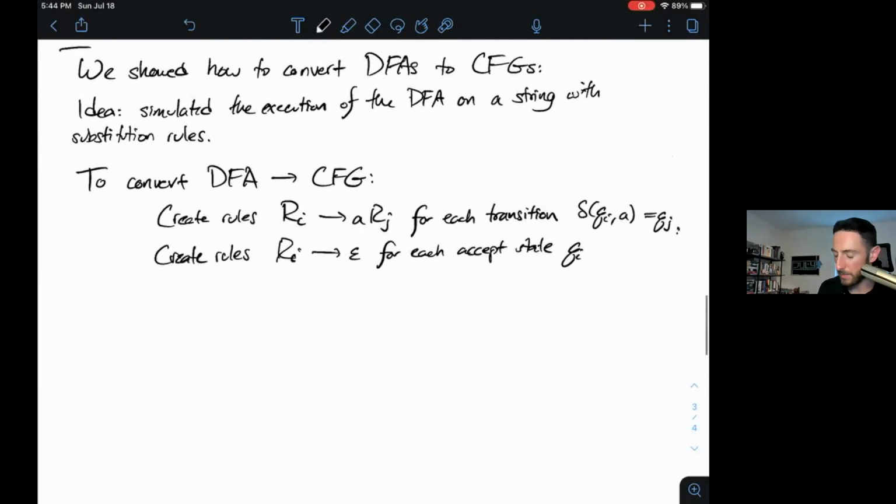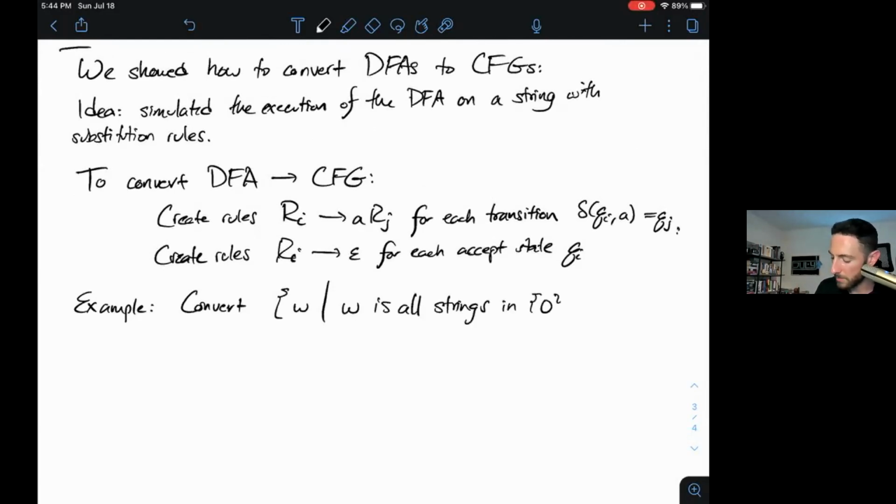So as an example of how this works, let's convert the language of W such that W is all strings in 0 star, that is all strings of zeros, such that the length of W is divisible by 3.